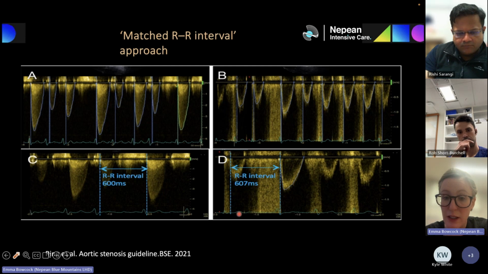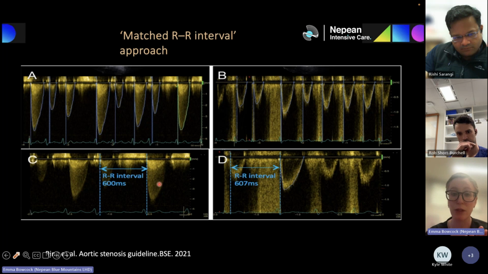So having a similar RR interval between your LVOT VTI trace and using this one and this one with matched RR intervals. And the reason you do that is obviously the longer your RR interval, the higher the blood volume is going to be when it empties. And so trying to match them as much as possible. And then you can use the values of these two to work out DSI, aortic valve area, things like that.